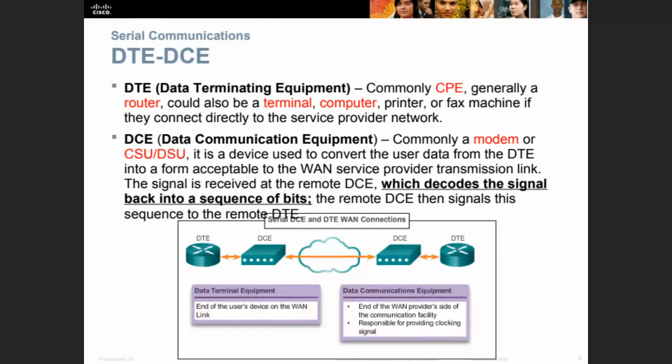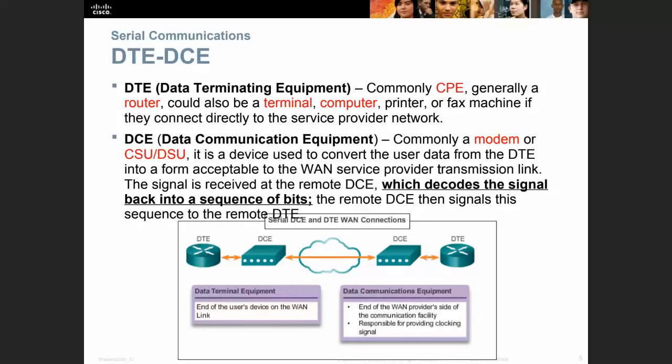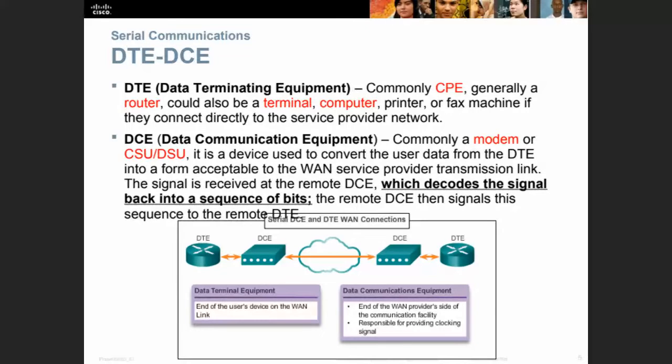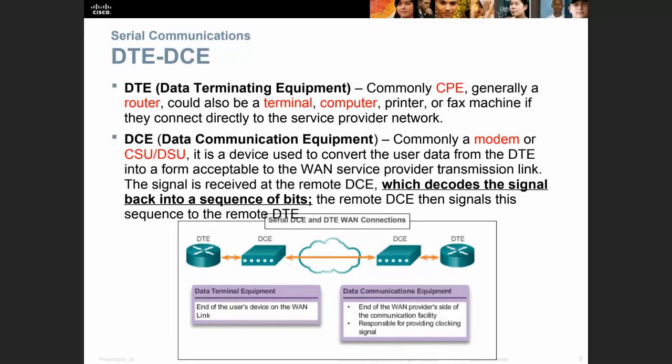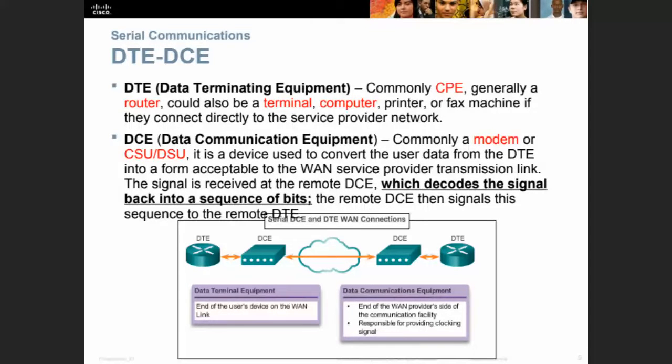The DCE, like the modem or the CSU/DSU, is a device to convert the user data from the DTE into a form acceptable to the WAN service provider transmission link. Okay. The signal is received at the remote DCE, which decodes the signal back into a sequence of bits. The remote DCE then signals this sequence to the remote DTE.